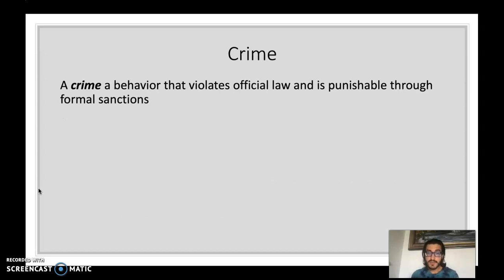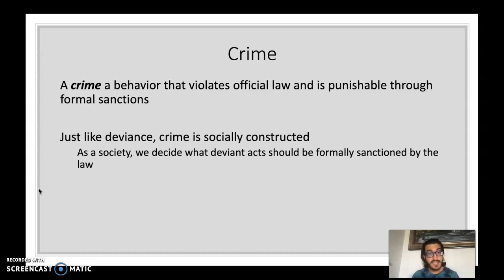So a crime specifically refers to a behavior that violates official law and is punishable through formal sanctions. Remember, earlier in the year we introduced this concept of sanction, which is essentially either a positive or a negative reaction that we receive for either following or deviating from normative behaviors, right? So just like deviance, crime is also socially constructed. As a society, we get to determine what deviant acts should be formally sanctioned by the law. So laws are socially constructed in society, right?